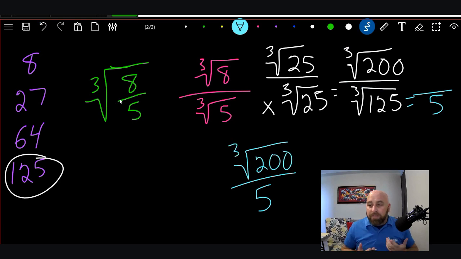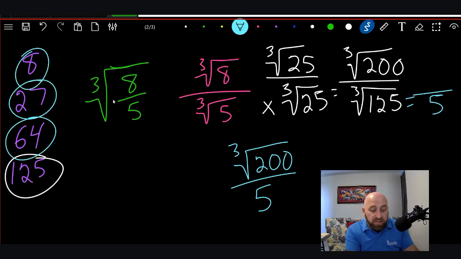Now, what we have to do is ask ourselves, can we simplify the cube root of 200? My guess is yes, we can, but maybe not. I don't know. Let's see. Go ahead and take out our calculator. What we want to do here is compare these. Does 8 go into it? Does 27 go into it? Does 64 go into it? And that's where we'll start.